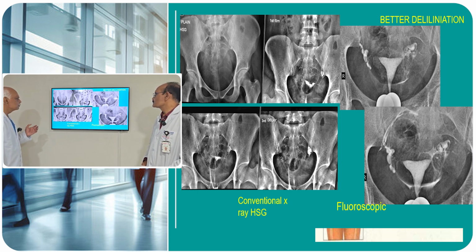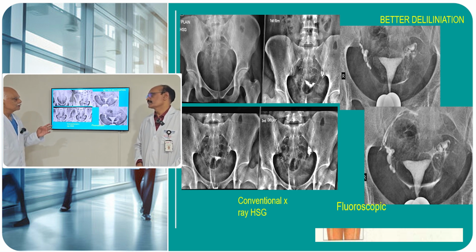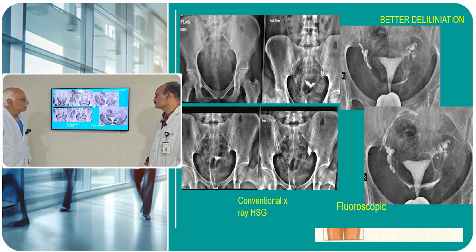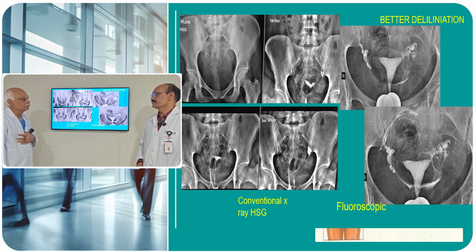So in this case we can see a little bit of opacification of the uterus in these films, and the tubes are not visible clearly. So it is called a suboptimal hysterosalpingogram. When the patient came to us, the same thing was done with the other 2 images under fluoroscopy.